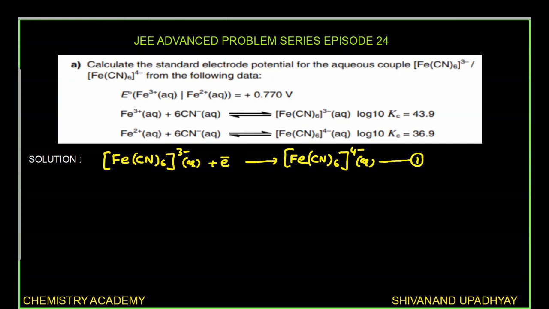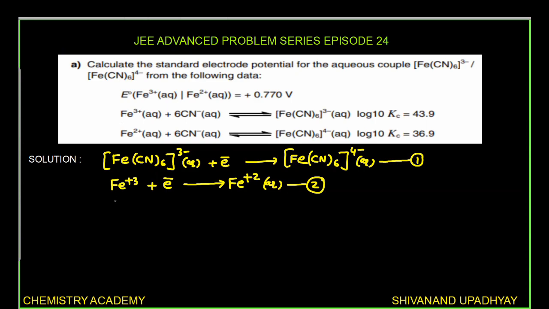So if we write this data also in the form of reactions, I can write the first reaction here: iron +3 in aqueous state will accept 1 electron to form iron +2 in aqueous state. This will be iron +2 in aqueous state. This is reaction number 2. Now, since we want [Fe(CN)6]4- on the right hand side, right? This is given here. So [Fe(CN)6]4-, and we want [Fe(CN)6]3- on the left hand side. So I'm writing the number of the equation here.